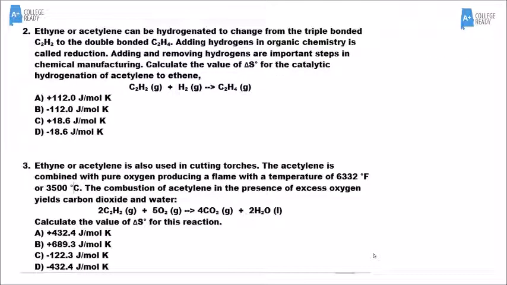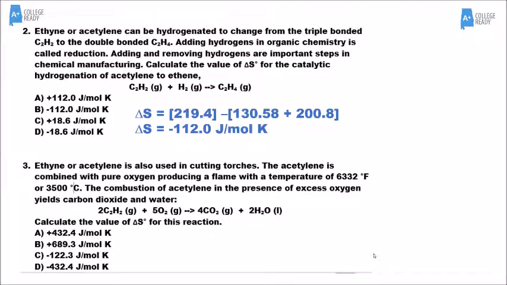In Unit 6, students learned how to do delta H by doing all the products minus all the reactants, and this is no different. This is just delta S, the change in entropy, and so we do all the products minus all the reactants. And when we do that math, we get the final answer, negative 112.